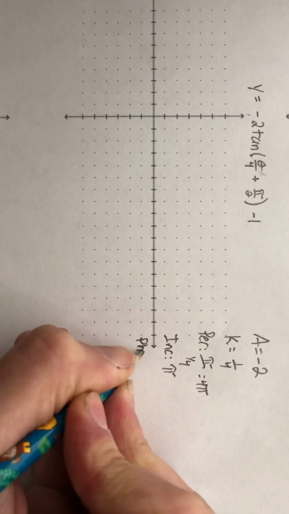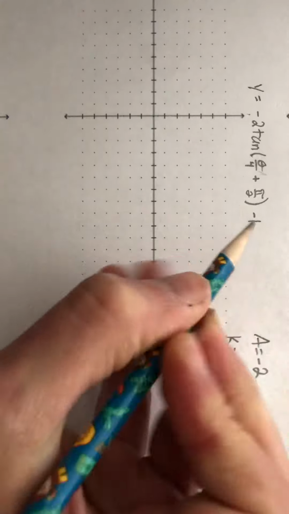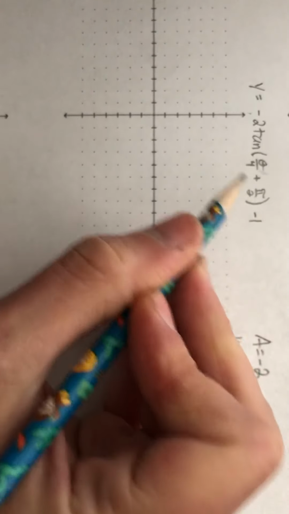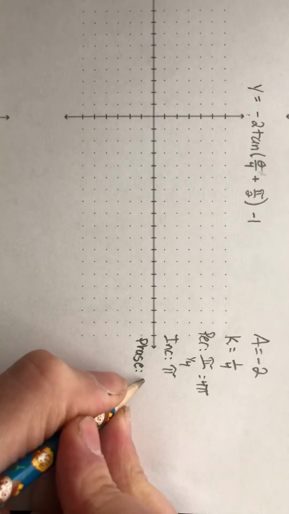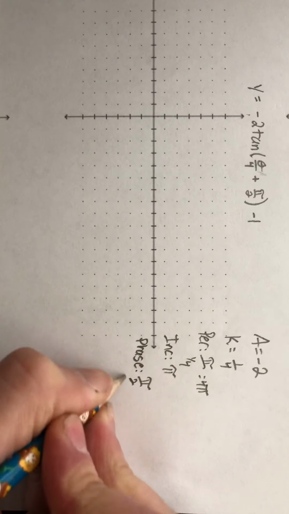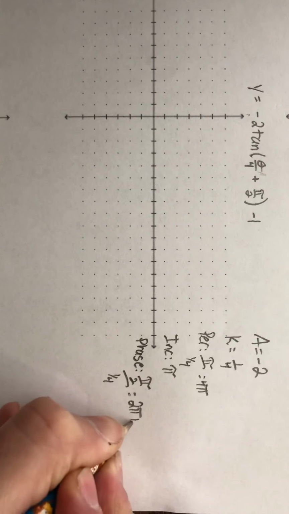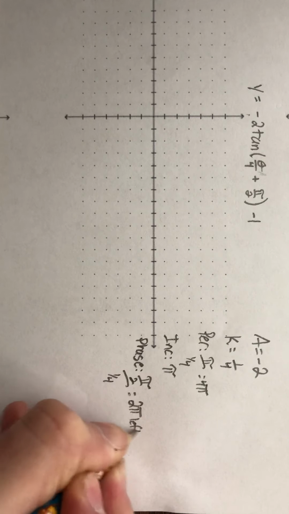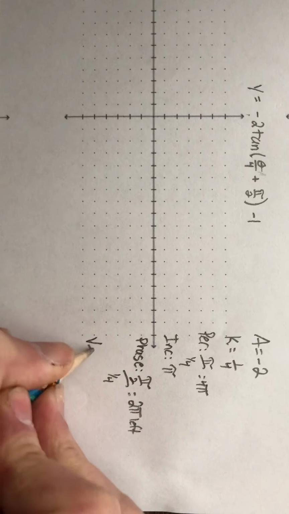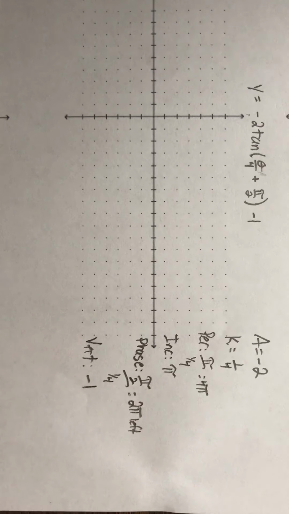Your phase shift, once again, it is not just this. You have to divide that by K. Okay, and that would give you 2 pi, and that's left. And your vertical shift is a -1. Okay?